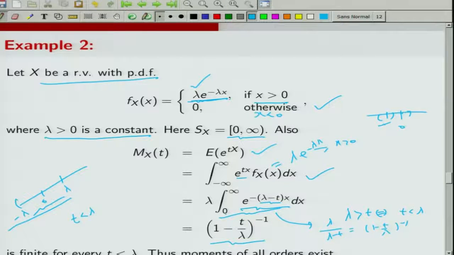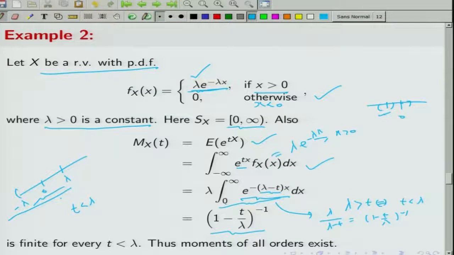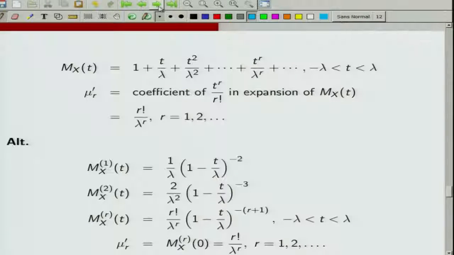So the moment generating function exists in a neighborhood of 0, so thus moments of all orders exist by a result which we did. Let us try to see how I get the moments. One way is you expand it in a Maclaurin series, which is very nice for mod of t by lambda less than 1, or you differentiate it, and that is what I do.